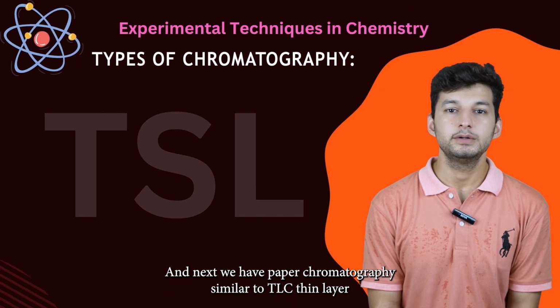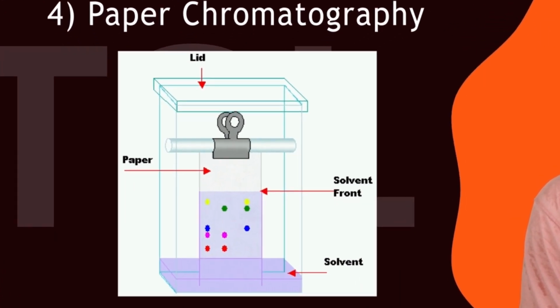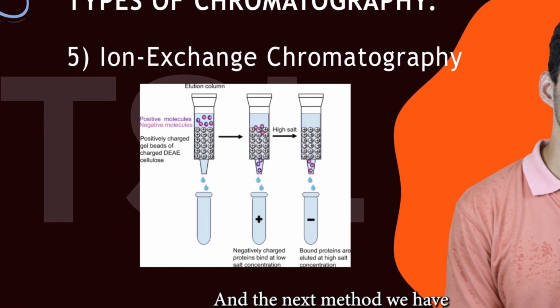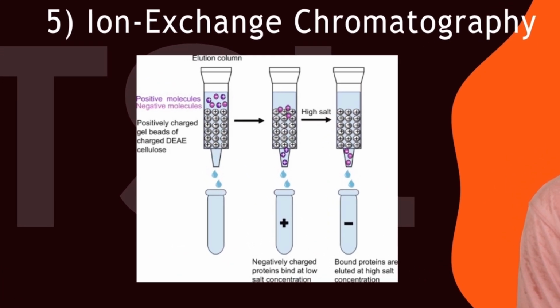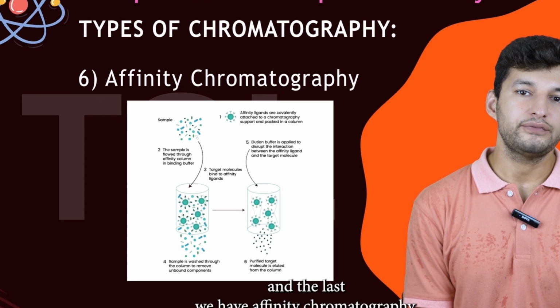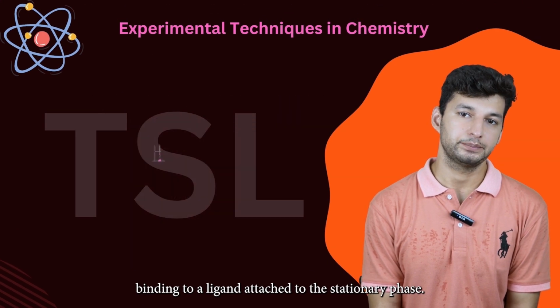And next we have paper chromatography. Similar to TLC, thin layer chromatography, but it uses paper as the stationary phase. And the next method we have is ion exchange chromatography. Ion exchange chromatography separates ions based on their charge. And the last, we have affinity chromatography. Affinity chromatography separates molecules based on their specific binding to a ligand attached to a stationary phase.